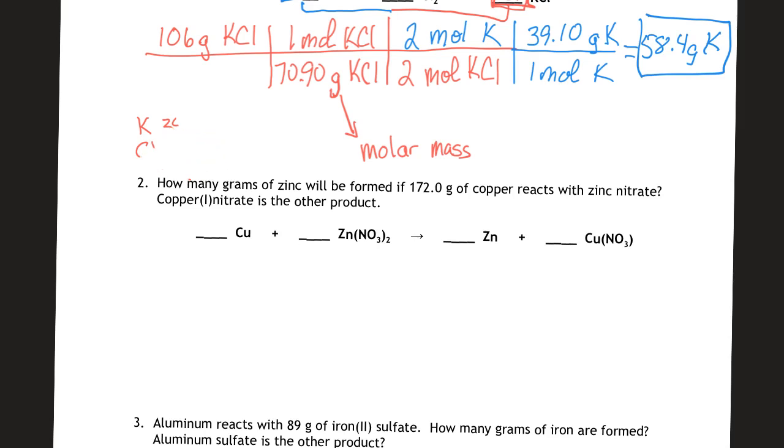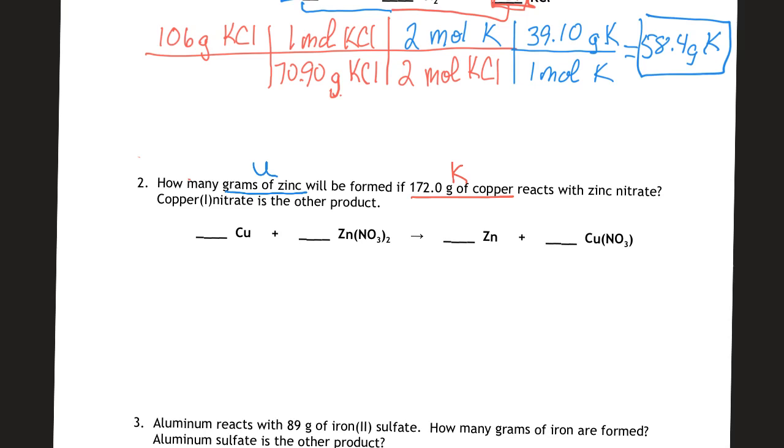Get rid of some of this stuff here so it's not quite so messy. And once again, I'm going to start my problem. So my known is 170.0 grams of copper. My unknown is going to be how many grams of zinc.